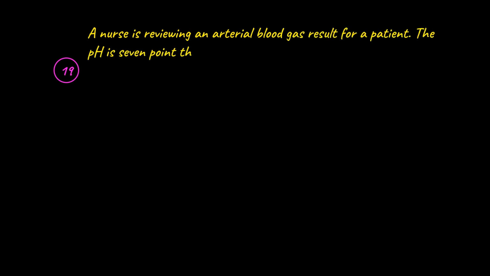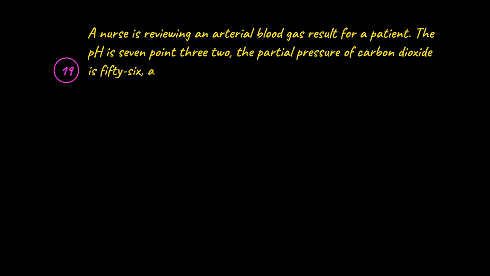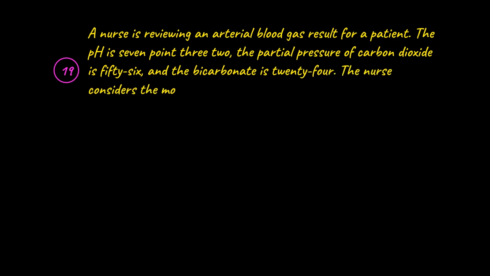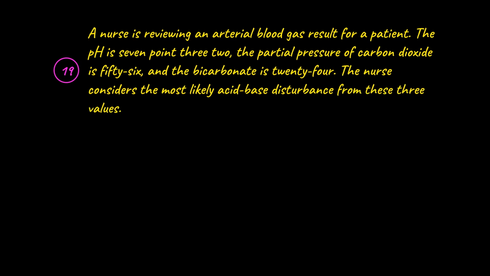Question 19. A nurse is reviewing an arterial blood gas result for a patient. The pH is 7.32, the partial pressure of carbon dioxide is 56, and the bicarbonate is 24. The nurse considers the most likely acid-base disturbance from these three values.